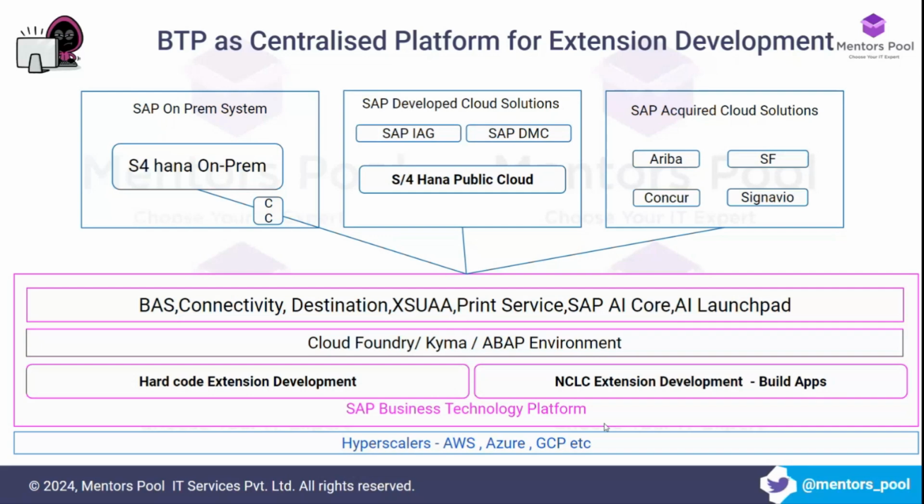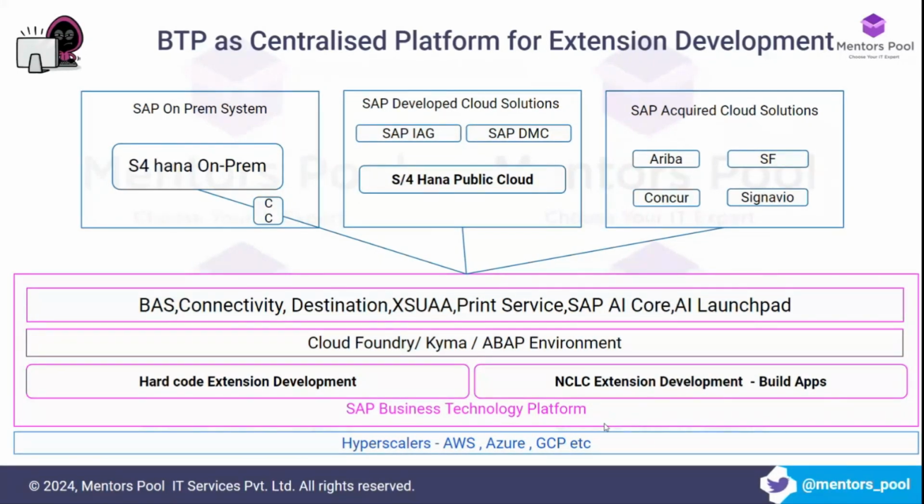Similarly, you also have different tools available like SAP Business Application Studio, and various other SaaS solutions like connectivity service or destination service or XSUAA service, which with the help of cloud application programming model can allow you or your developers or your SI partners to develop these extensions depending on the respective scenarios.